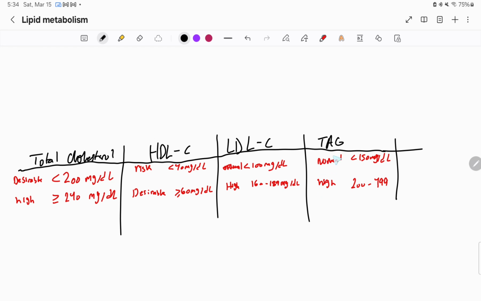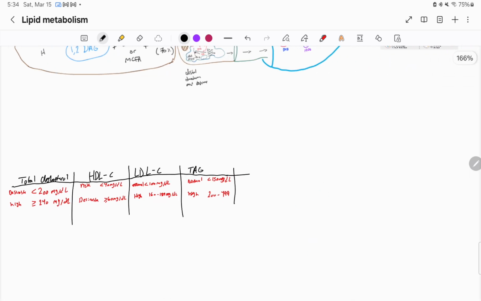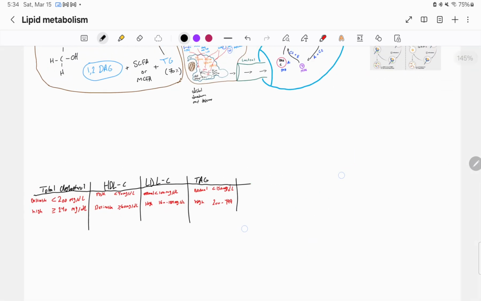Normal levels of triacylglycerols in the blood are going to be less than 150 milligrams per deciliter. And of course, a high level would be something around 200 to 499. Okay, that's insane levels. Again, milligrams per deciliter.